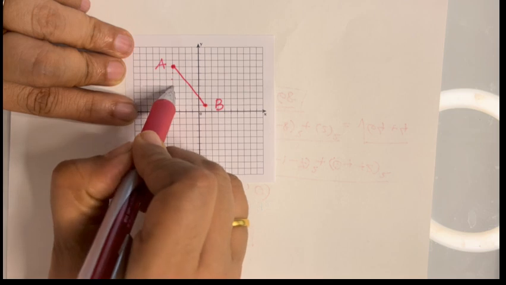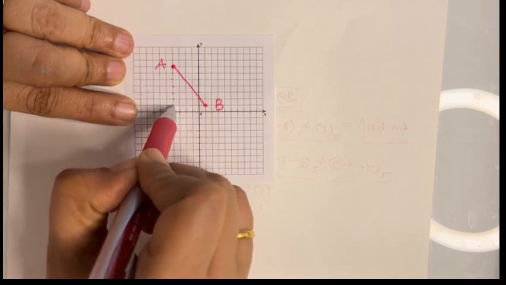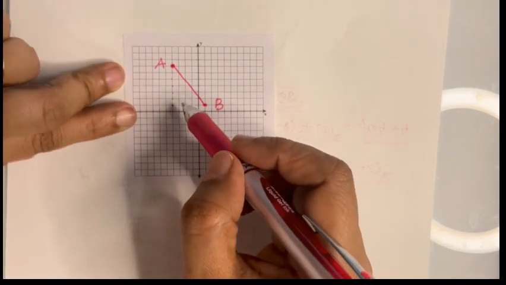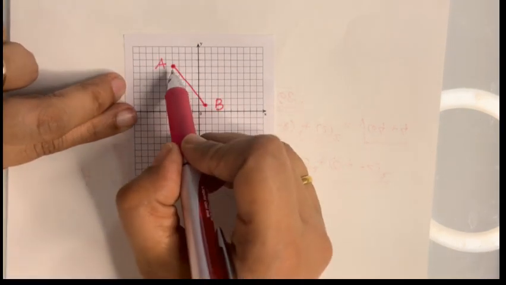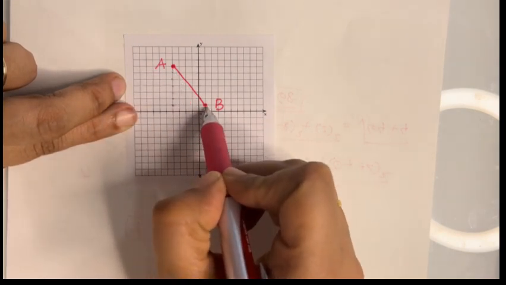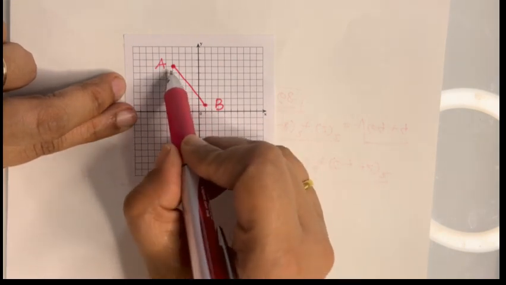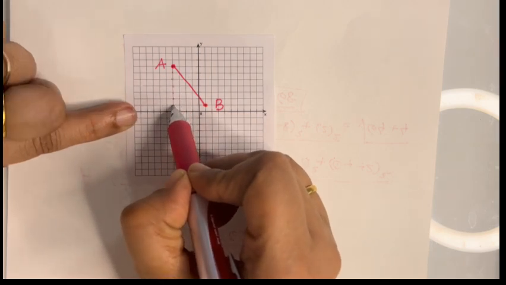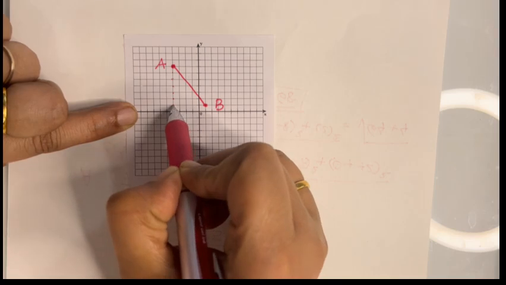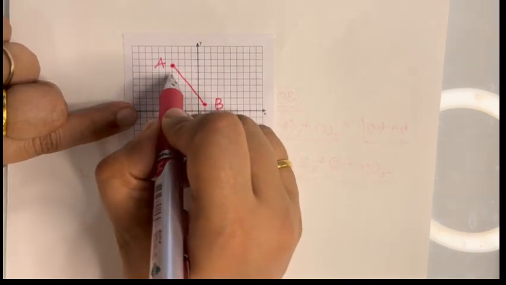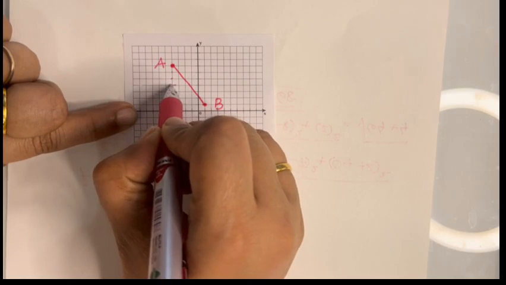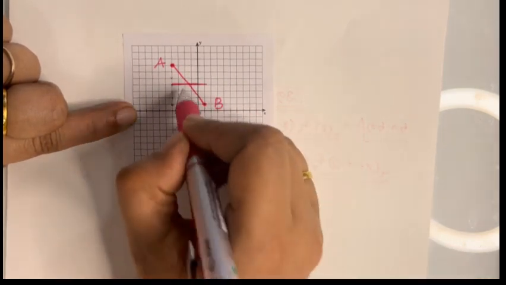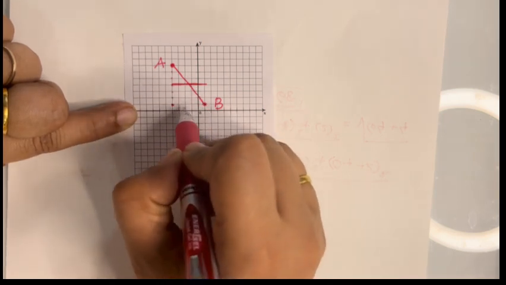1, 2, 3, 4, 5, 6. Okay, then half of 6 is 3. 1, 2, 3. So if I go 3, where is my y value here? That's my y value.